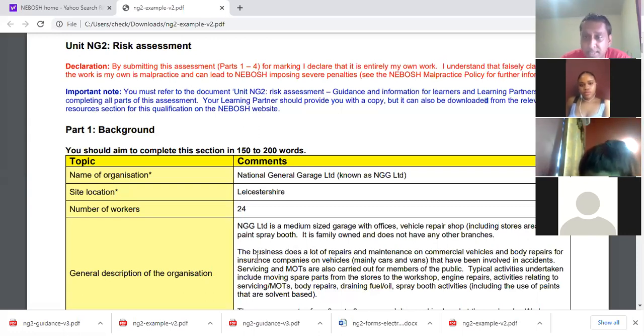Again, I'm going to read it first and then tell you what they were looking for. But hopefully by reading it, you could figure it out, right? So the business does a lot of repairs and maintenance on commercial vehicles and body repairs for insurance companies on vehicles, mainly cars and vans that have been involved in accidents. Servicing and MOTs, which is like maintenance, are also carried out for members of the public. Typical activities undertaken include moving spare parts from the stores to the workshop, engine repairs, activities relating to servicing and MOTs, body repairs, draining fuel oil, spray booth activities, including the use of paints that are solvent-based.